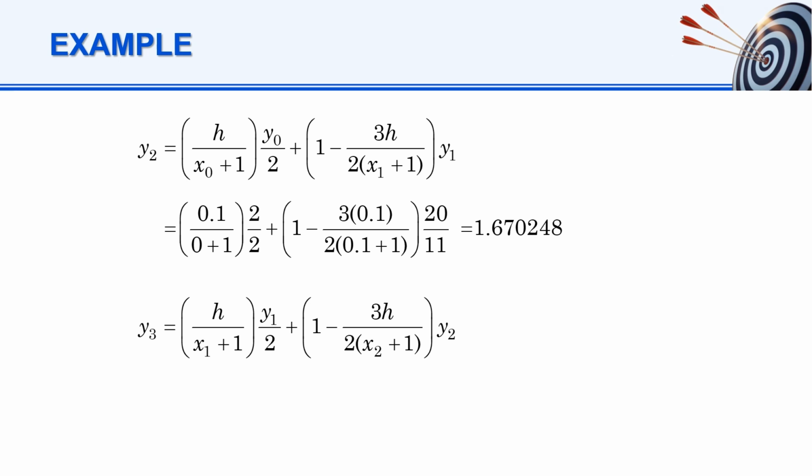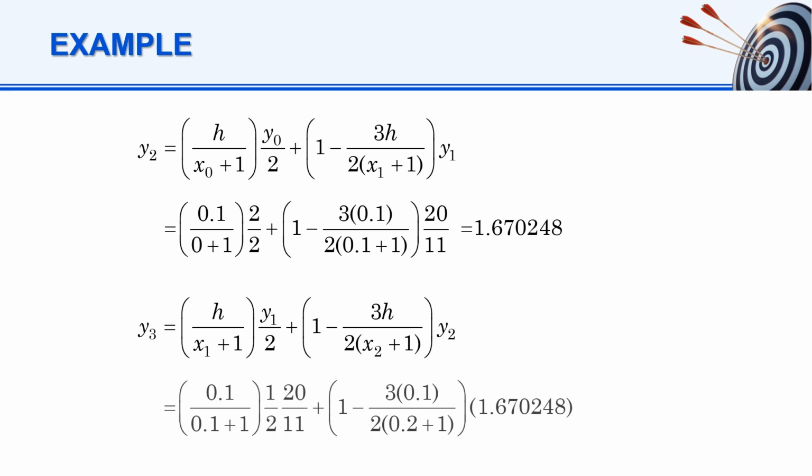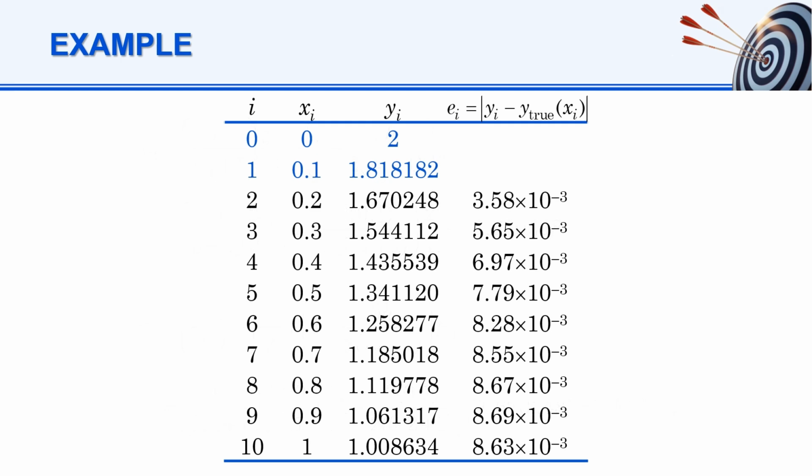For i equals 2, using y2 and y1, we find y3 as 1.544112. We continue the recursive procedure in the same manner for y4, y5, and so on until x equals 1 is reached. The computed estimates are presented in the following table.